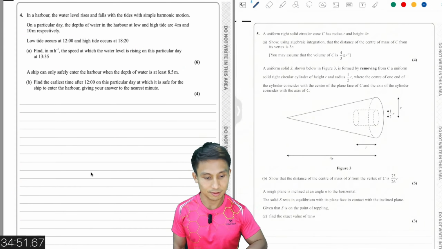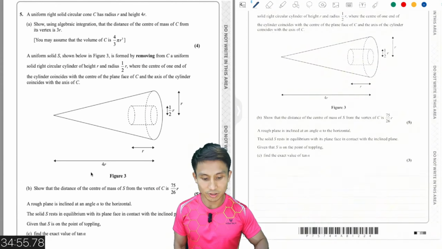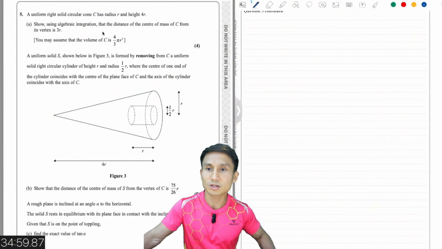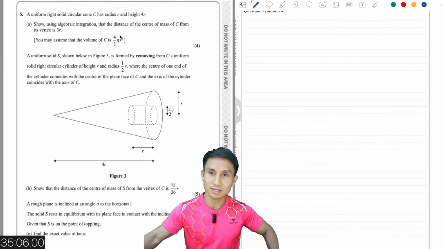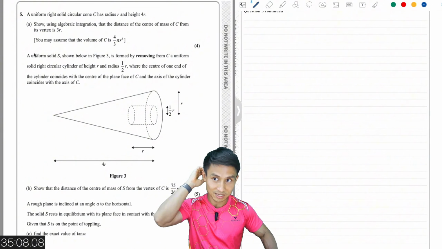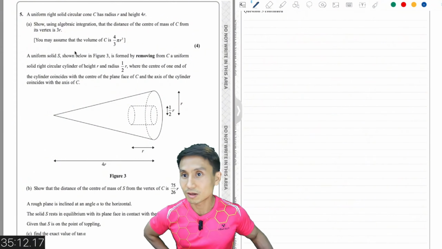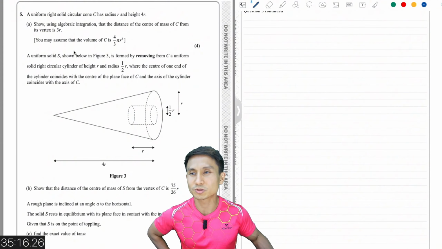That's it. Question 5. A uniform rigid solid circular cone C has a radius r and a height 4r. A, show using algebraic integration that the distance of the center of mass of C from its vertex is 3r. Okay, uniform, solid circular cone. All right.